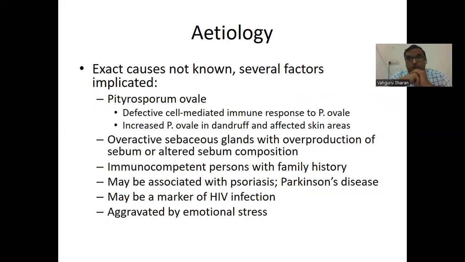Now, Malassezia is found increasingly in people with dandruff and affected skin parts. Overactive Malassezia is one. Overactive sebaceous glands is two, which are producing sebum overactively, and the sebum composition is altered. Third causes: immunocompetent patients with family history.